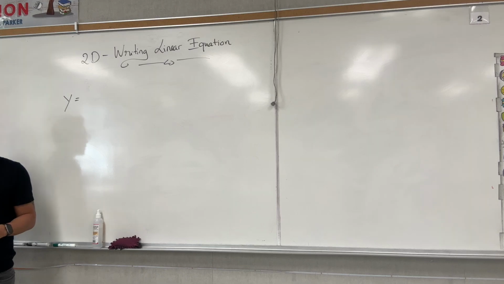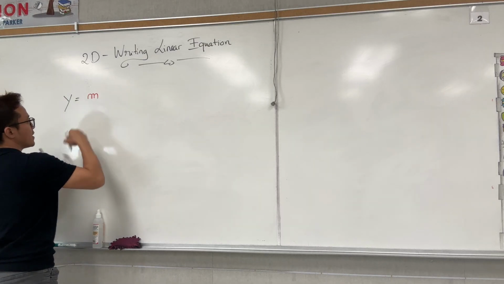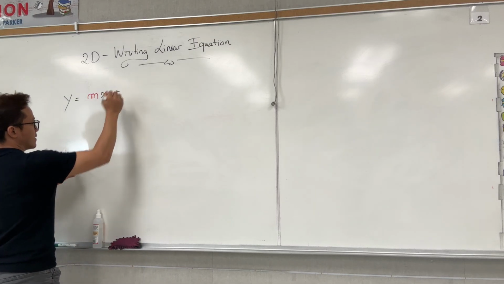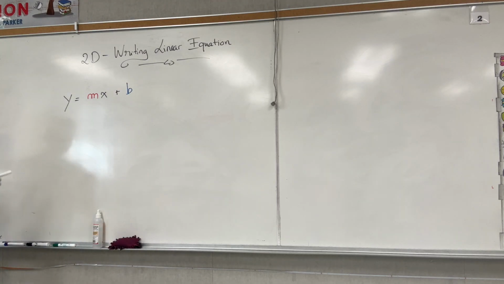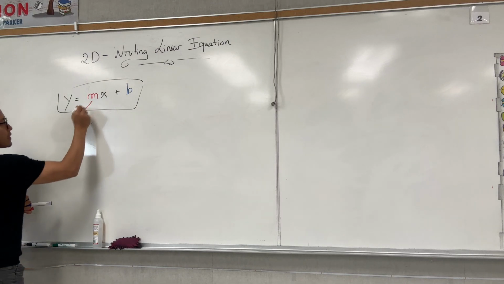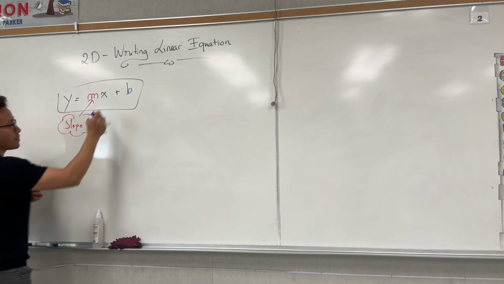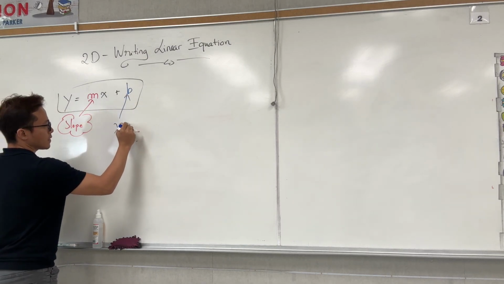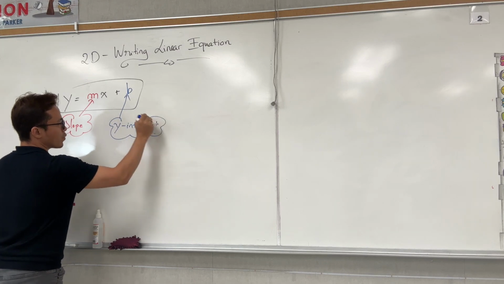Raise your hand. Get some points. Ernesto. Mx plus b. Very good. So Ernesto, what is the m? The slope. And what is the b? The y-intercept. Very good. Let's give Ernesto 1 point.